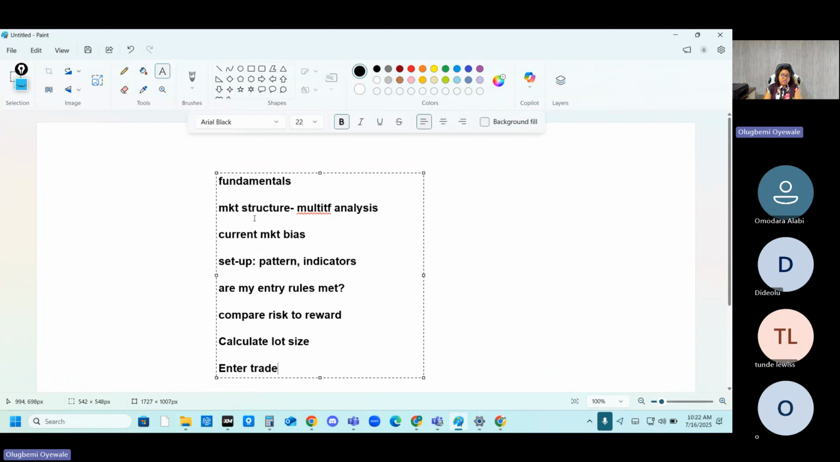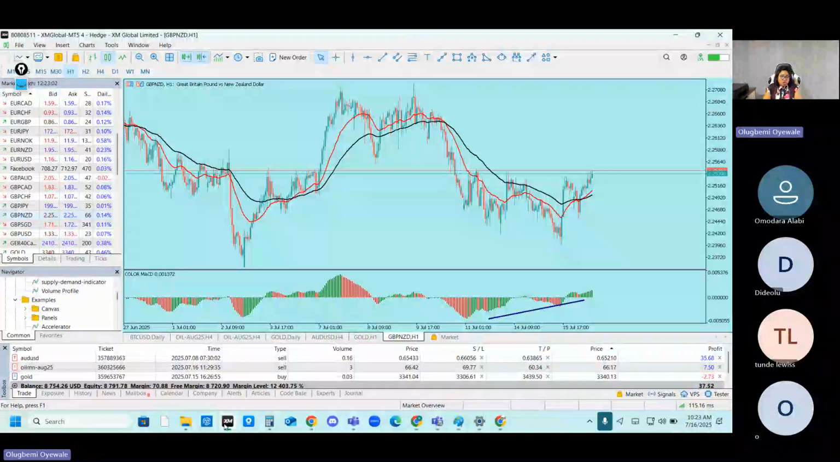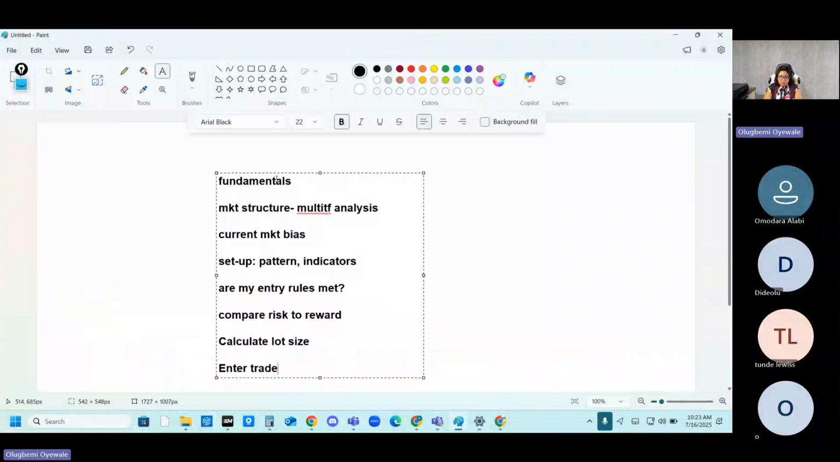The next thing I'm going to do is come to my charts and analyze the structure of the market. Okay, that is what I have there, market structure analysis. And this market structure is basically the trend. You are trying to know what direction the market is taking. Are we in an uptrend? Are we in a downtrend? Is it a sideways market we have?